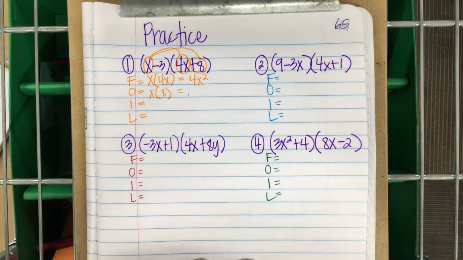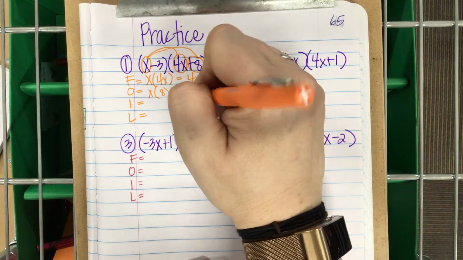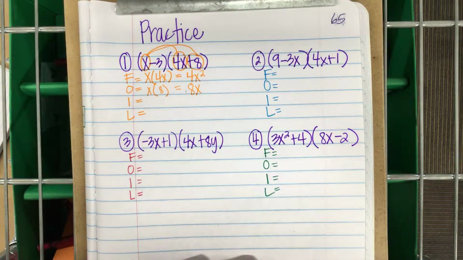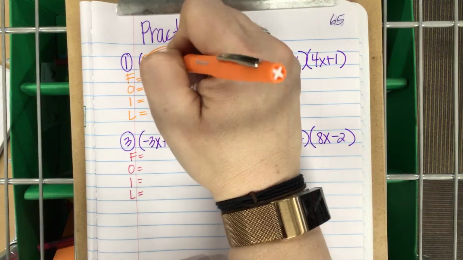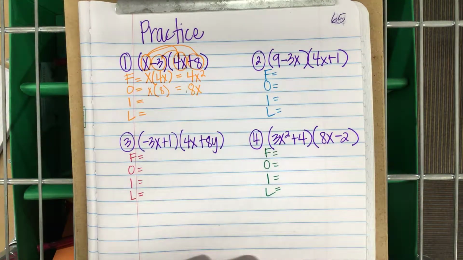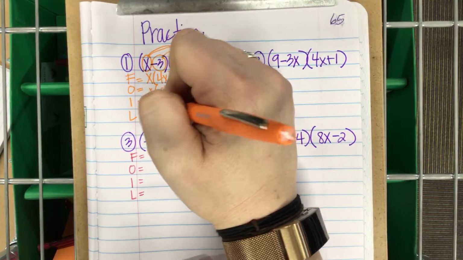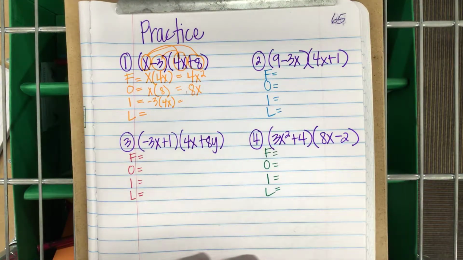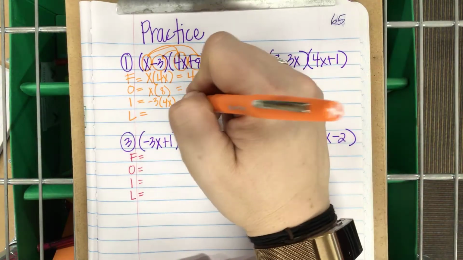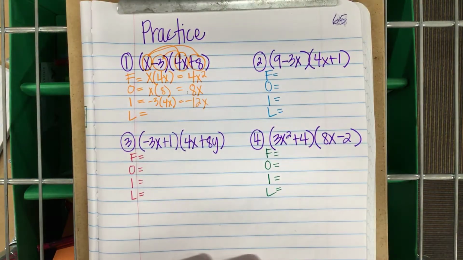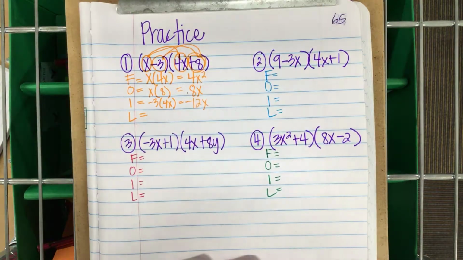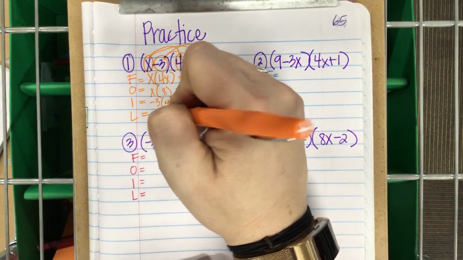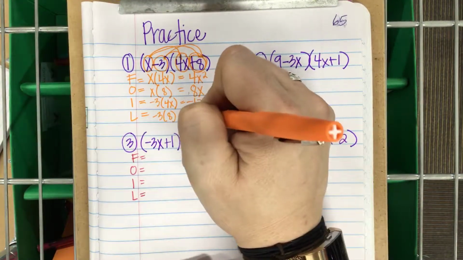X times 8 is 8x. Inside, negative 3 times 4x. Negative 3 times 4x is negative 12x. L, last, negative 3 times 8, which is negative 24.